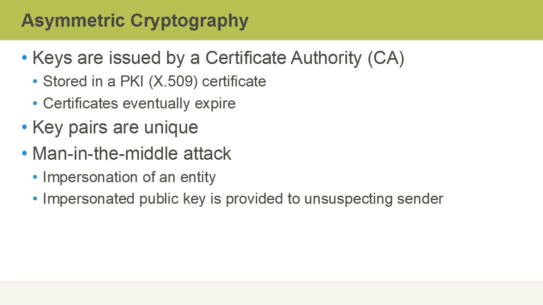However, in some cases, they could be susceptible to a man-in-the-middle attack. Now, with a man-in-the-middle attack, we've got an impersonation of an entity that's already communicating with another party. So what could happen is that an impersonated public key could be provided to an unsuspecting sender. So a public key, of course, is used to send encrypted data, and we could be fooling someone, if we're the malicious user in this example, to send us sensitive information where the sender thinks it's going to someone else and it's encrypted, therefore protected.